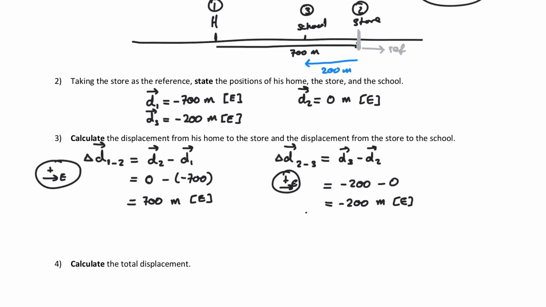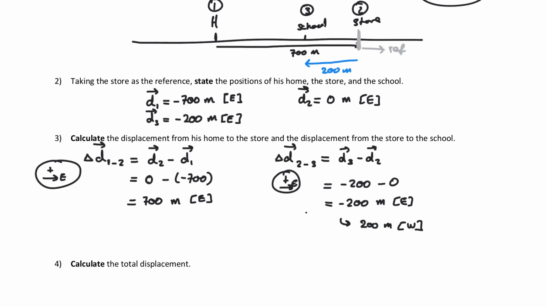Let's make sure that makes sense. From store to school, I'm moving west. East is positive, so if I'm moving 200 west, that's equivalent to negative 200 meters east. So this can also be written as 200 meters west. Both of them are correct.